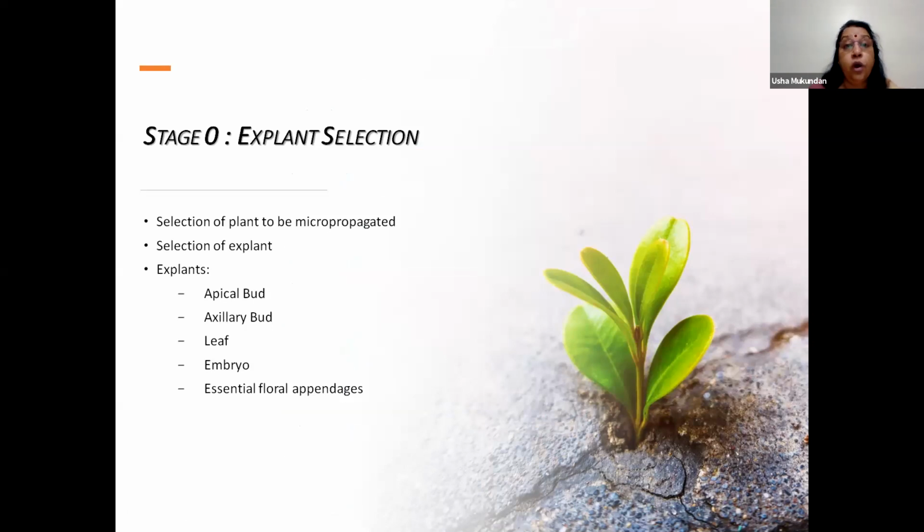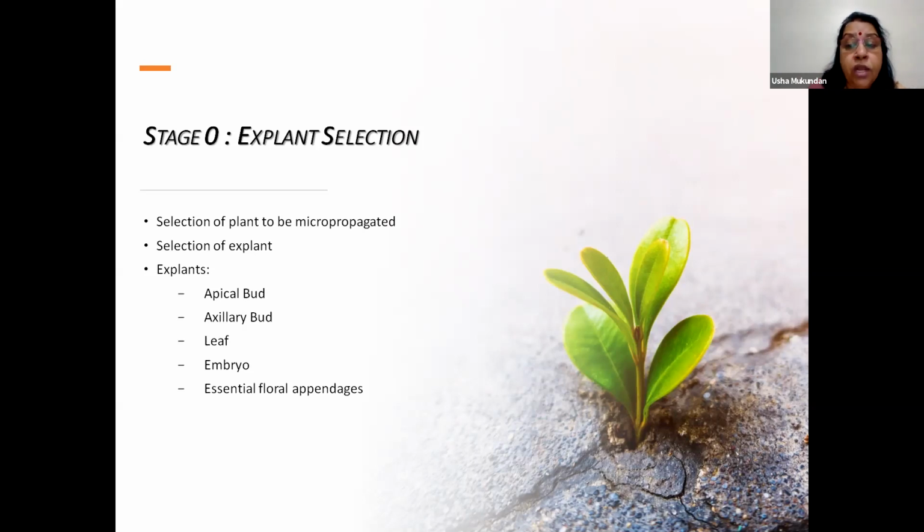That means the variety which you want to mass propagate. So in a floricultural condition, it can be color, it can be size of the flower or the variegations which are there in the leaf, whatever it is. So your selection of mother plant is very, very important. And the mother plant should also be a healthy mother plant.